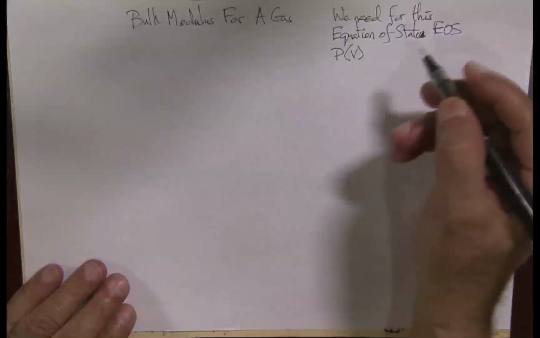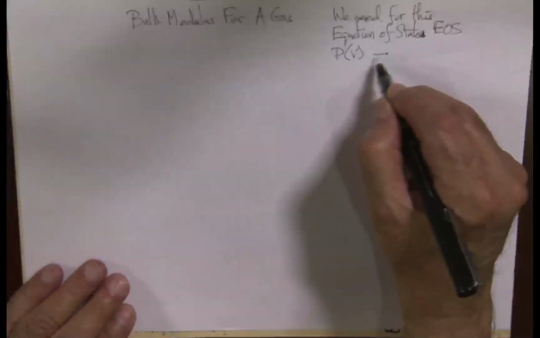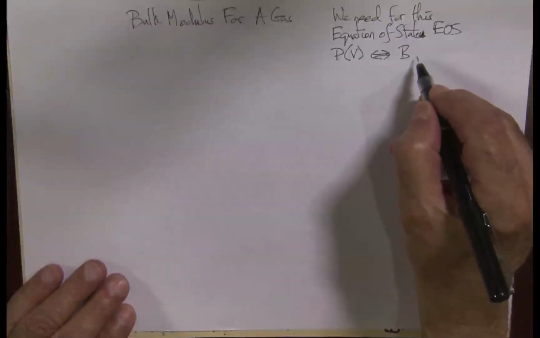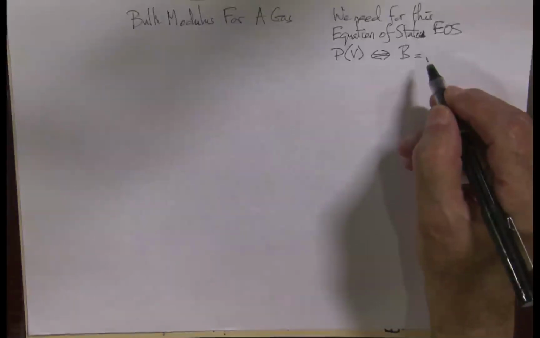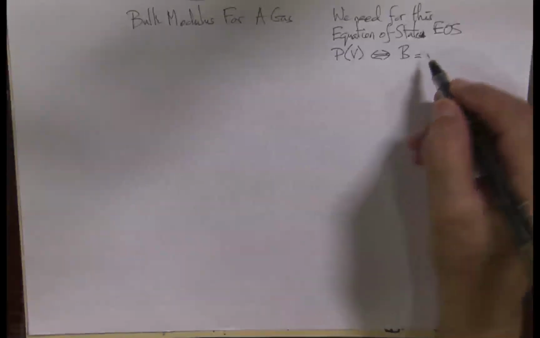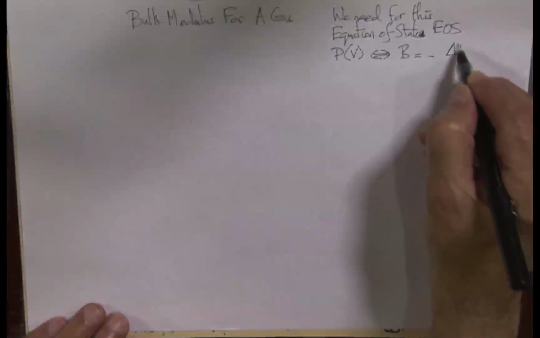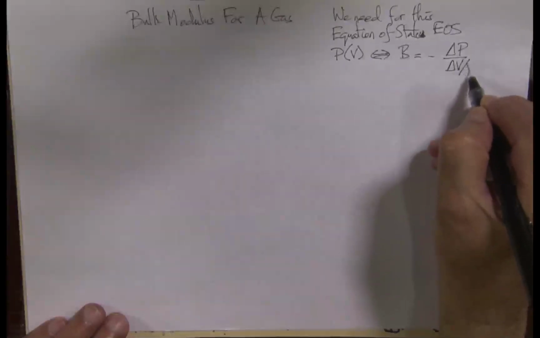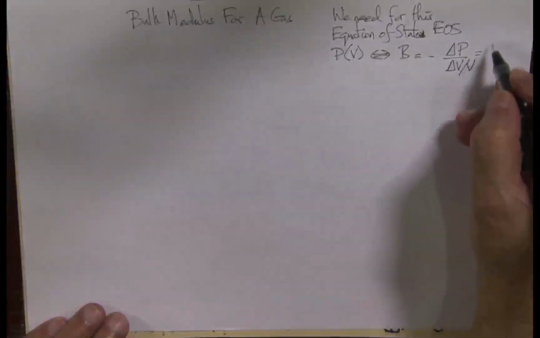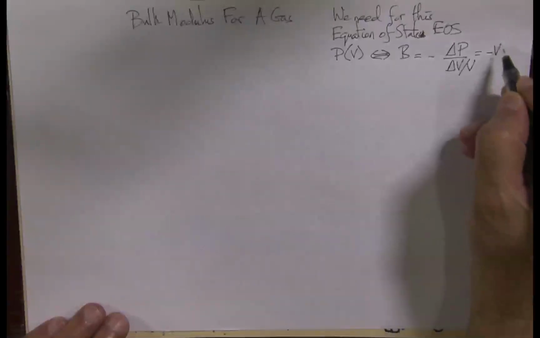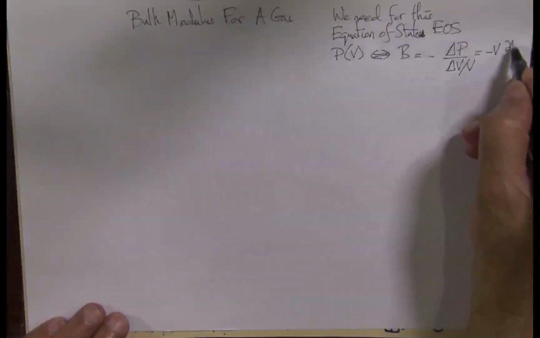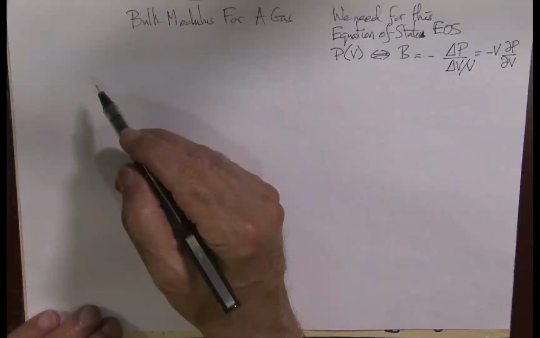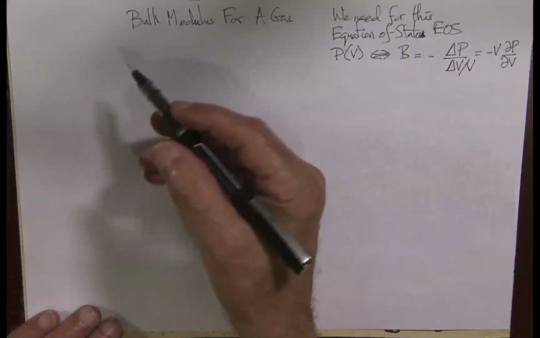And if you know this, well, then from here you can calculate B, which is, as we just discussed, defined as minus delta P over the fractional change in the volume. So it's best to write this as a derivative. So it's minus V dP by dV. Let's now see what are the possible equations of state for a gas.